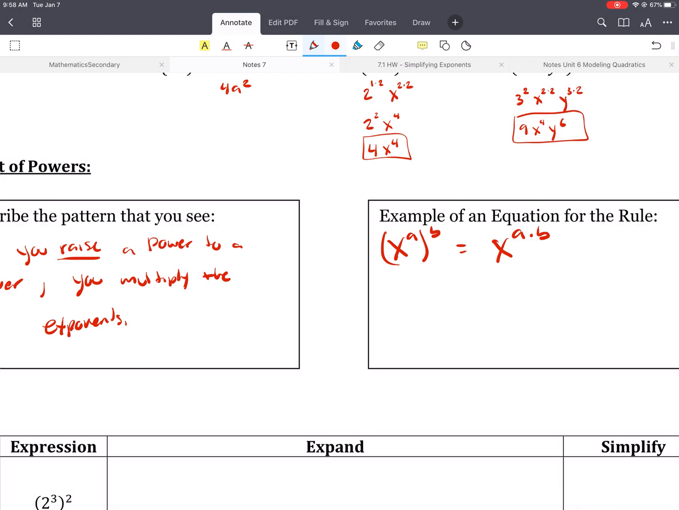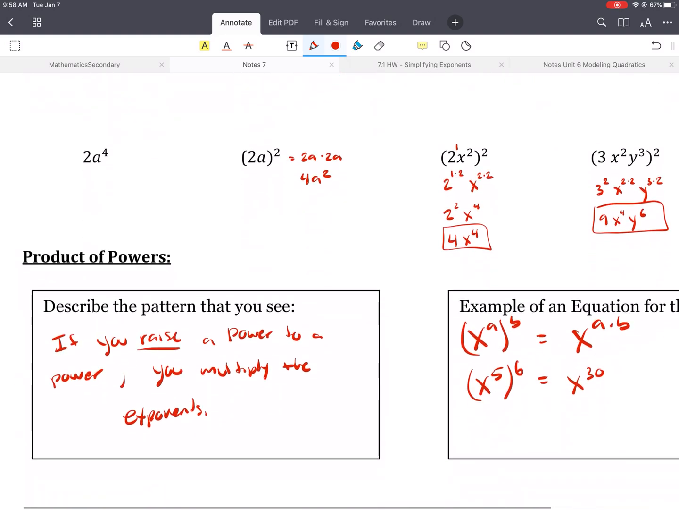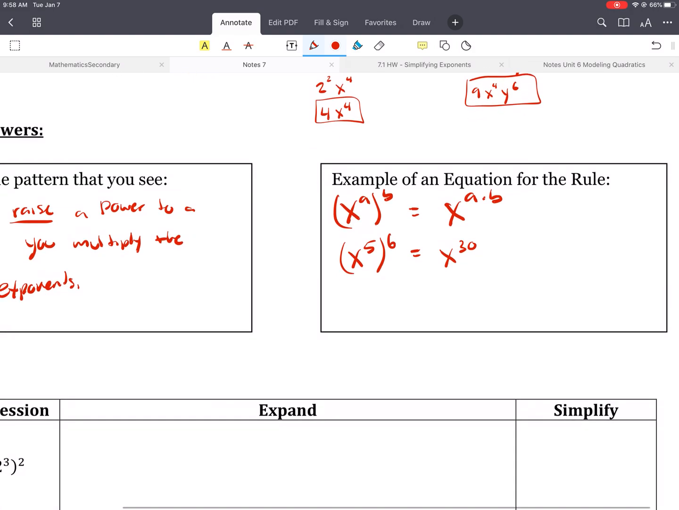Some other examples could be something like x to the 5th to the 6th. That's just x to the 30. So like when we started by just expanding and doing it that way, but when you start getting bigger numbers, you don't want to draw 30 x's. Here's another one. It doesn't matter if it's on the top or the bottom. So if we have one in the denominator, that would end up giving us 1 over 2 to the 3rd. Well, that's 8. And x to the 4th to the 3rd, so x times 3. That gives us x to the 12th.